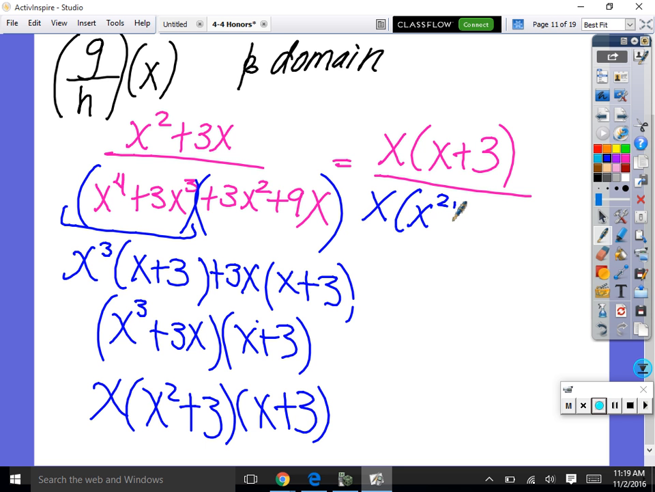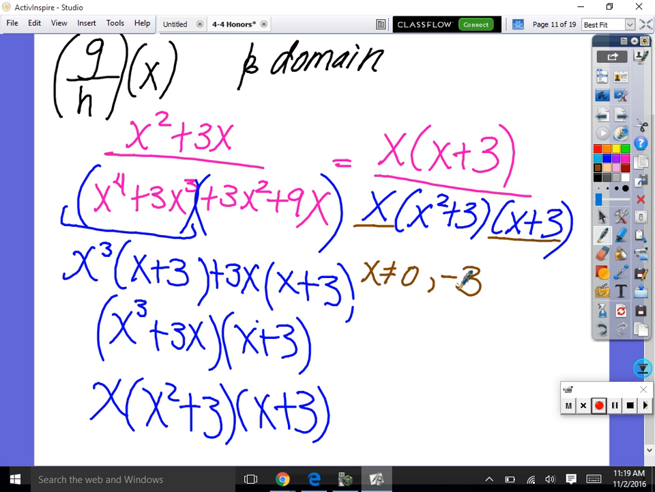X squared plus 3, and x plus 3. Okay, now we've got to restrict our domain. So it's when the bottom equals 0, correct, would be a problem. So for this piece, x cannot equal 0. Okay, then for this piece, it's straightforward, -3.